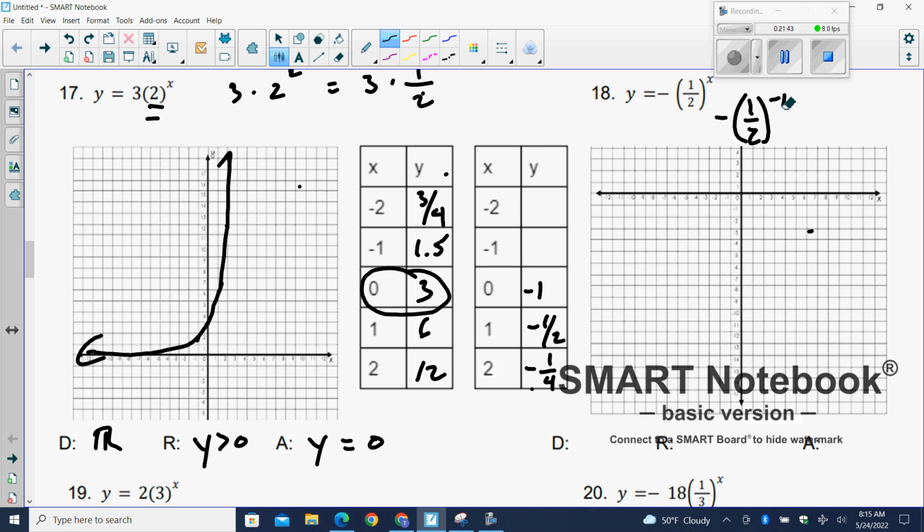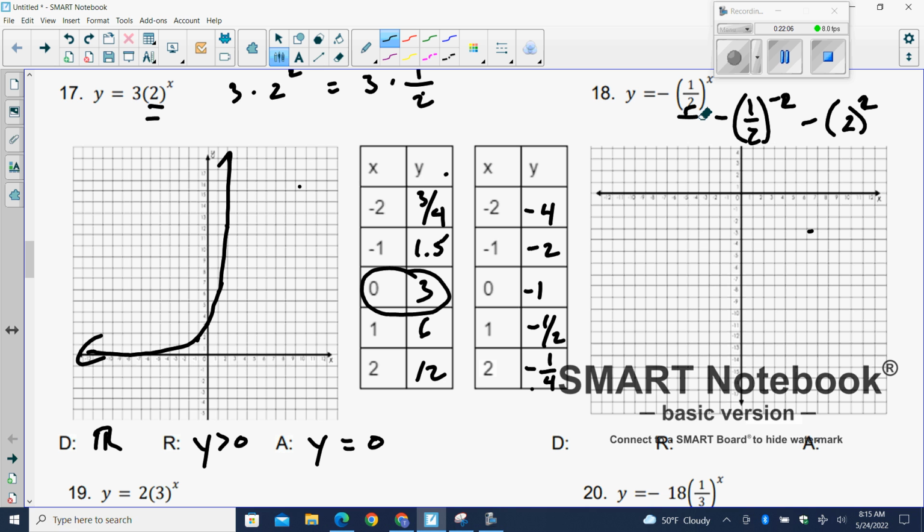Negative flips my fraction, right? So I end up with a negative 2 over 1 to the first power, which is just a negative 2. If I put in a 2 up here, I get negative 2 squared, which is a negative 4. Right? Look at my pattern.